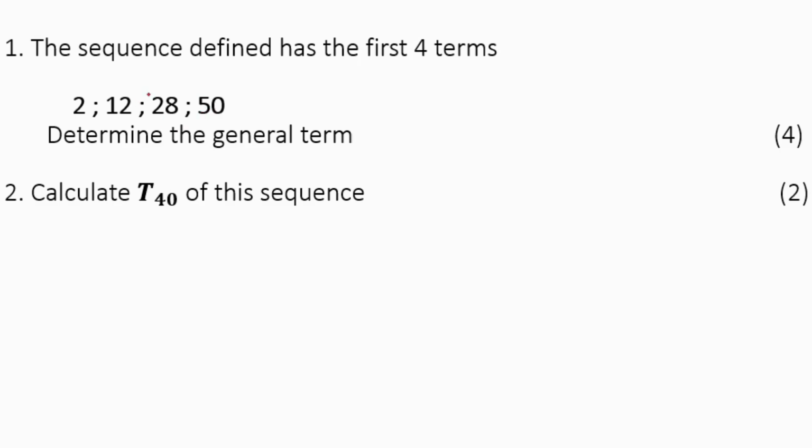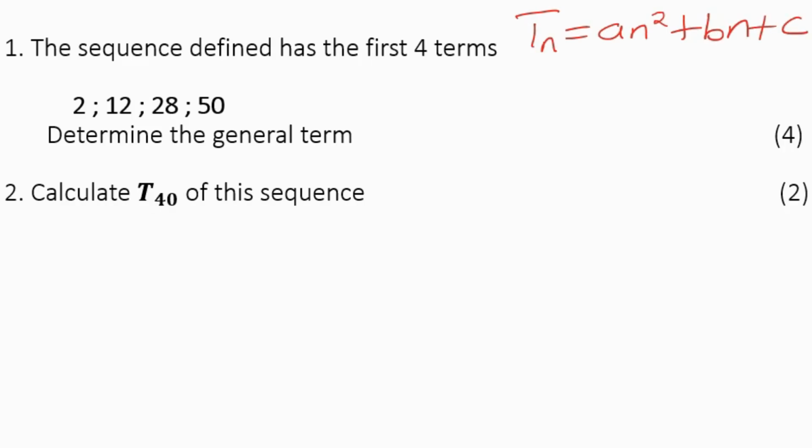All right, grade 12, grade 11, we have got the sequence here. It says the sequence defined has the first 4 terms. So we have got 2, 12, 28, 50. The question says determine the general term. So the general term should be in this form. We will have Tn is equal to an squared plus bn plus c.